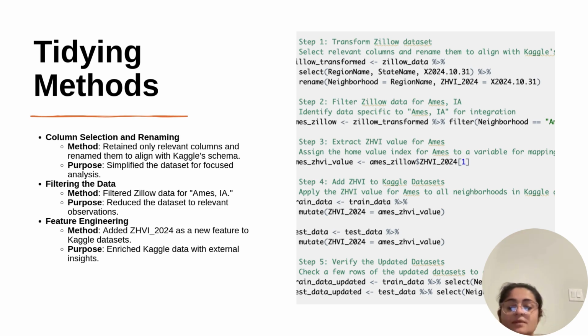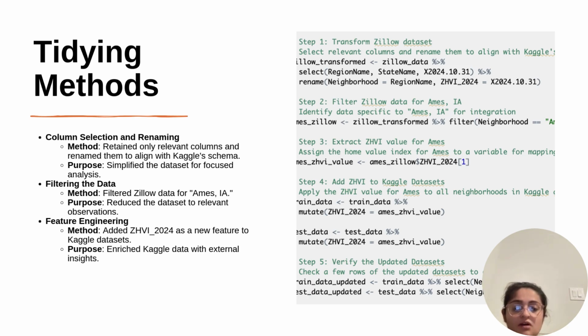For filtering the data, the method filtered the Zillow data for Ames, Iowa. The purpose is to reduce the dataset to relevant observations. Feature engineering: added ZHVI 2024 as a new feature to the Kaggle dataset to enrich the Kaggle data with external insights. Here are all the steps that I have done. The code is already here.